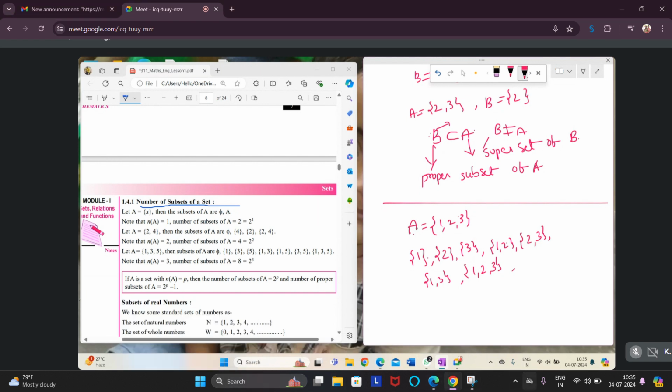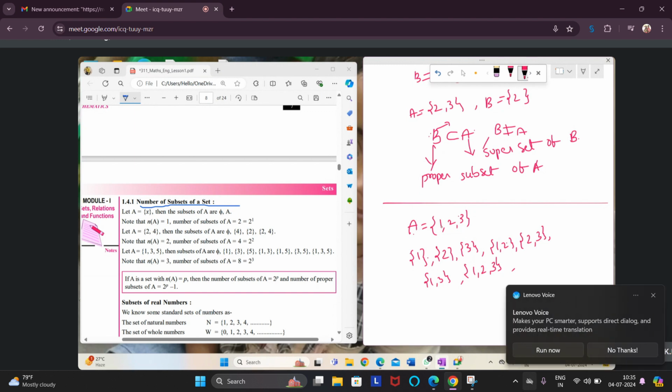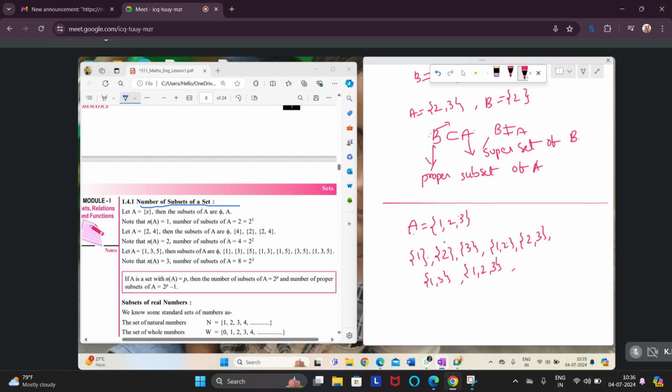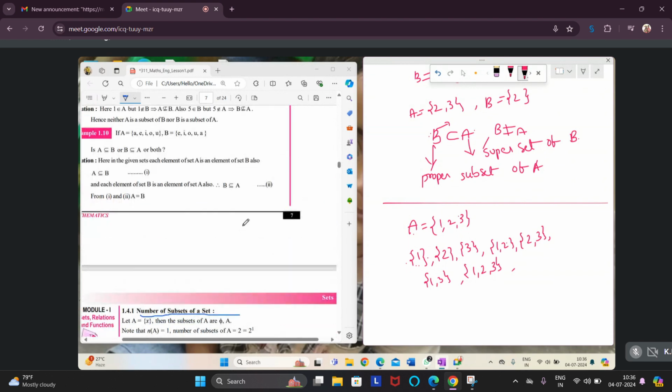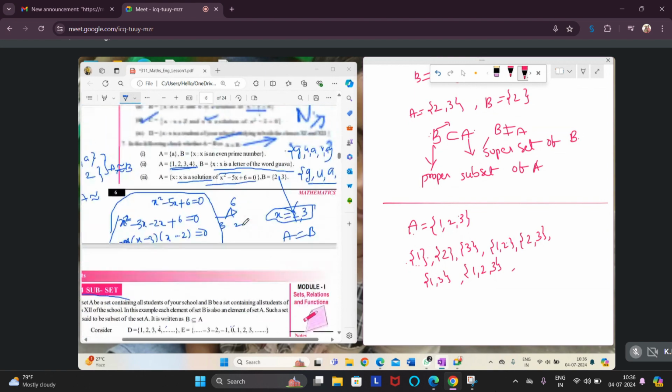Wait. So A equals {1, 2, 3}, right? Every individual element I wrote as a subset. What is a subset? If every element of B is an element of A. So {1} is a subset of A, {2} is also a subset of A, {3} is also a subset of A, and {1,2} is also a subset of A. Then {2,3}, {1,3}, {1,2,3} are also subsets of A, because, see, already I explained two conditions.